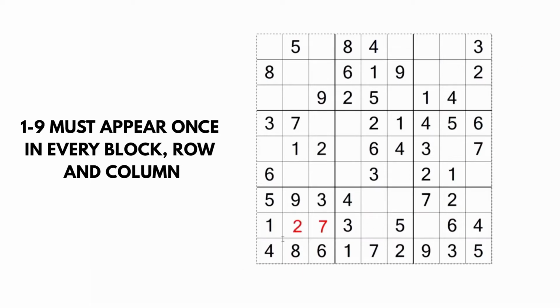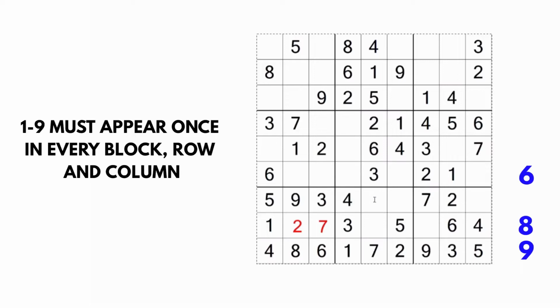Okay, let's move on to the next block. Let's see what numbers we can see. We can see a 1, a 2, a 3, a 4, a 5. We're missing a 6. We can see 7, and we're missing 8 and 9. So in these 3 cells, we'll need to put a 6, an 8, and a 9.